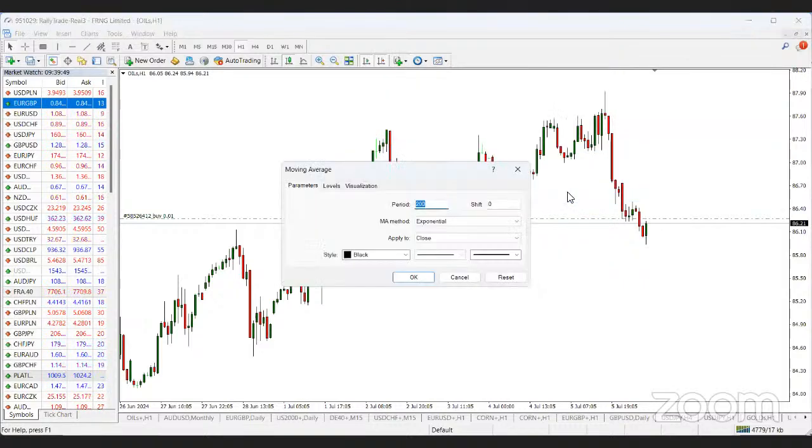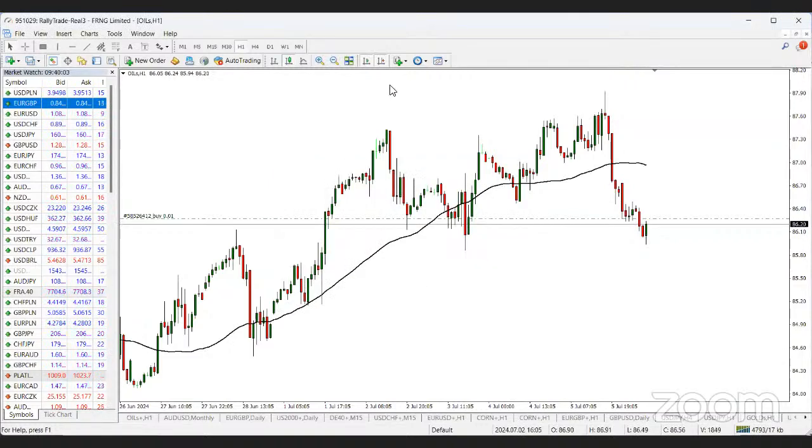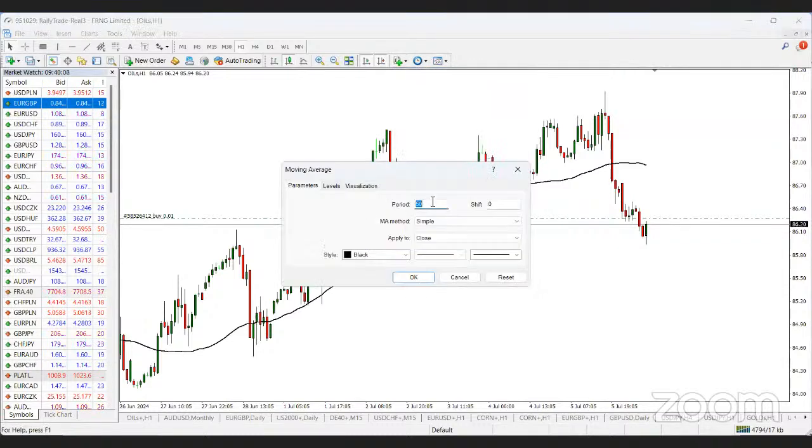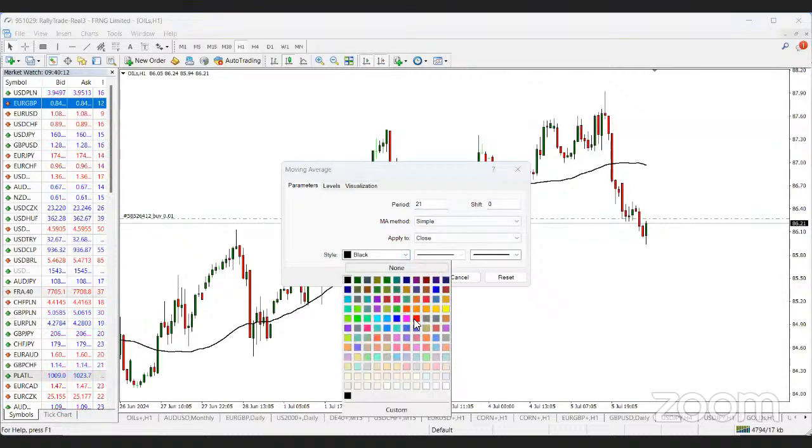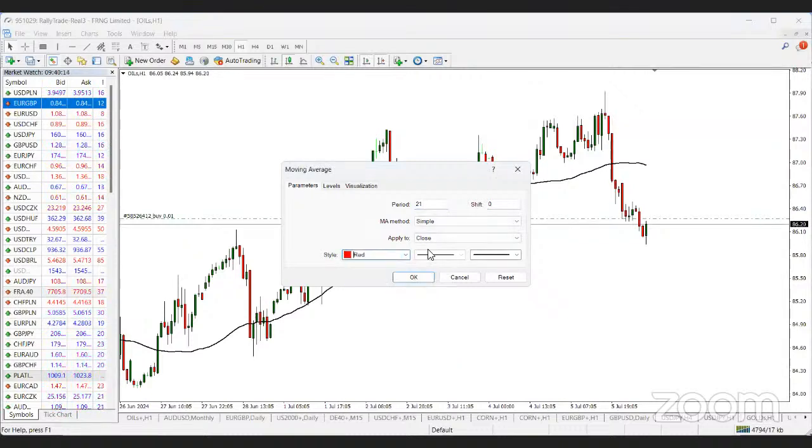For this time around, I'm going to select 21. No, let me start with 50. Color black, and the method for this one is going to be simple. Then I'm going to also select another moving average, a fresh one. This one I'll call 21, and I'll change the color to red so that it can be different from the other. And then I will change this one to exponential.